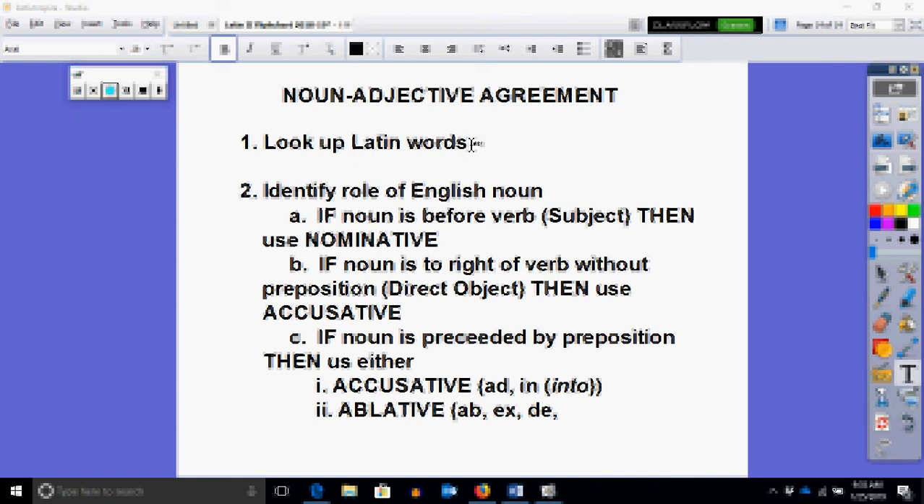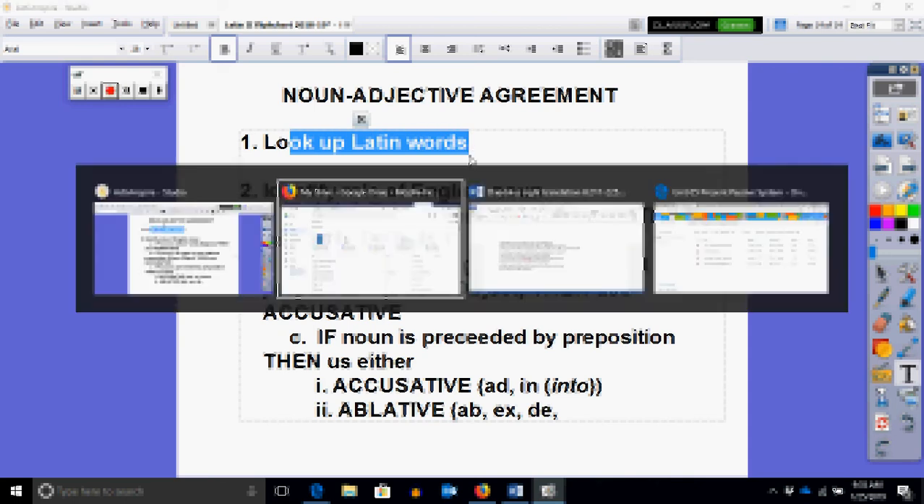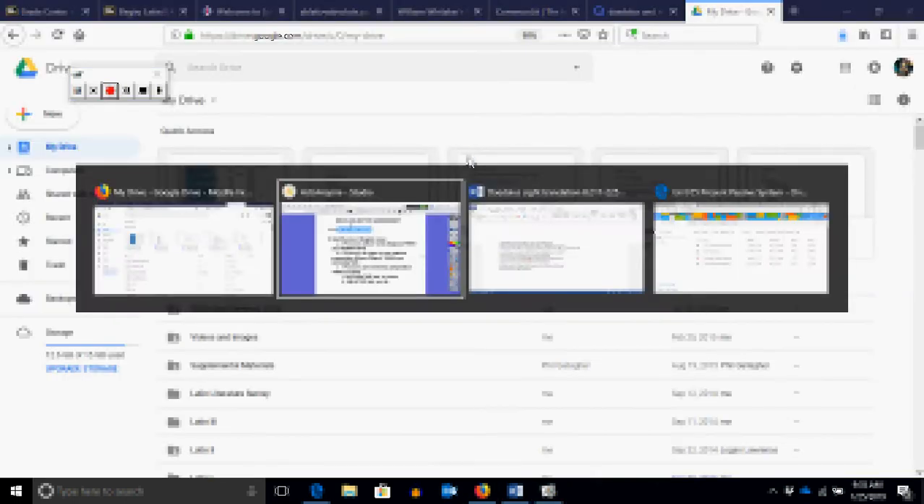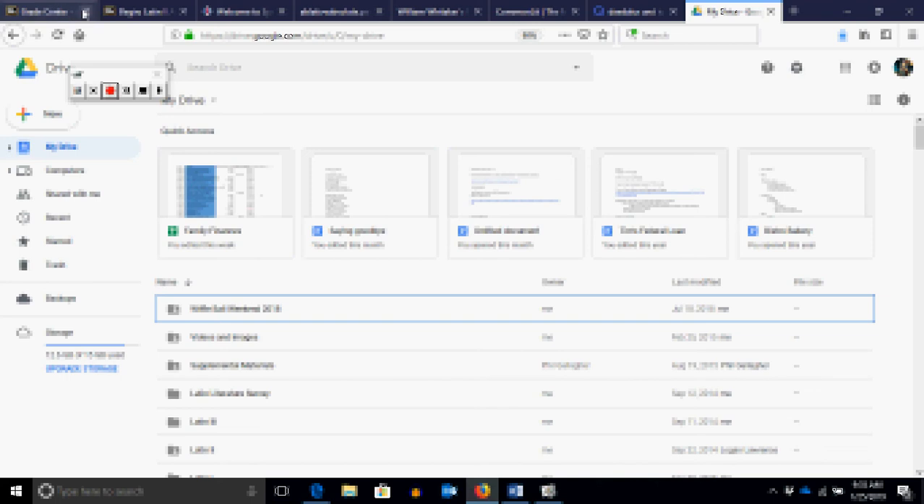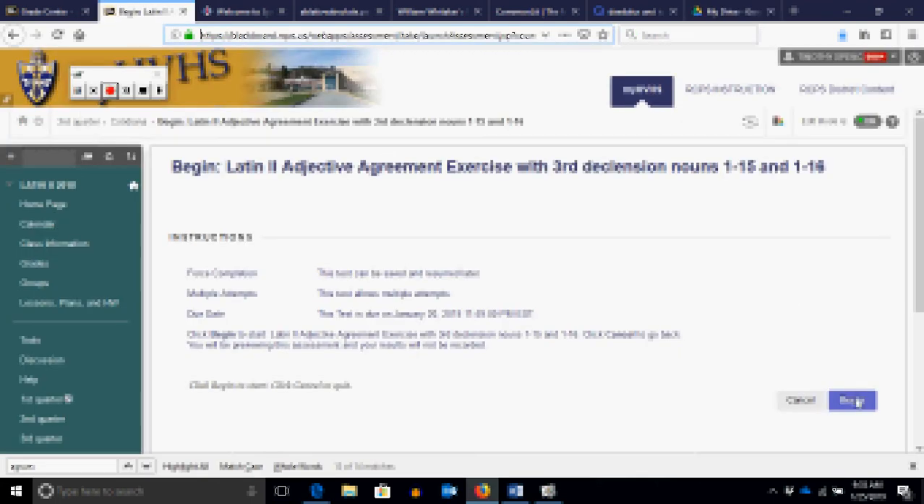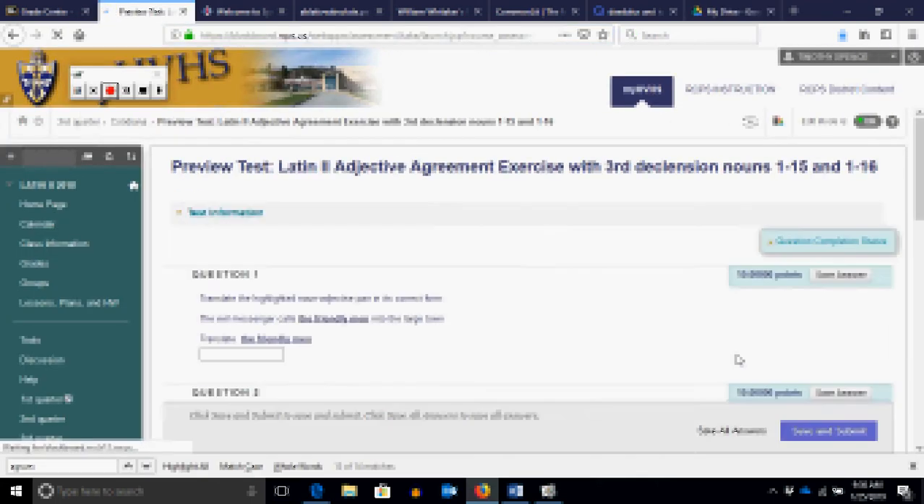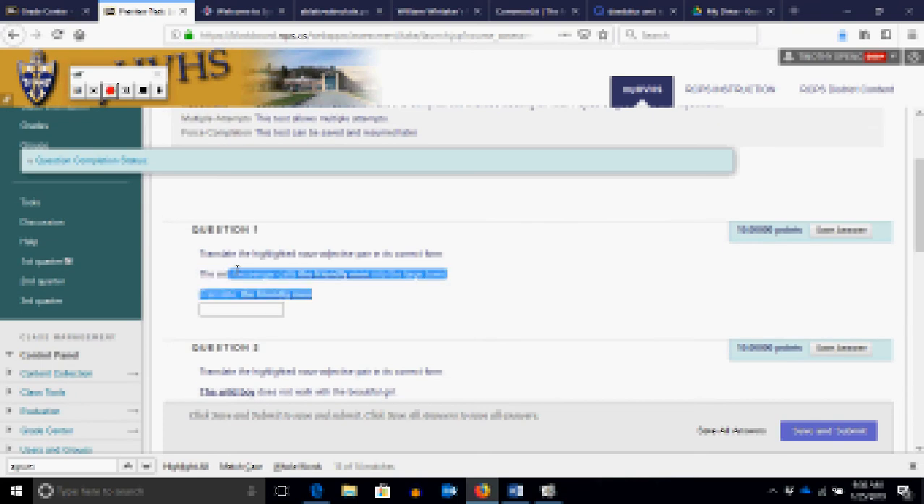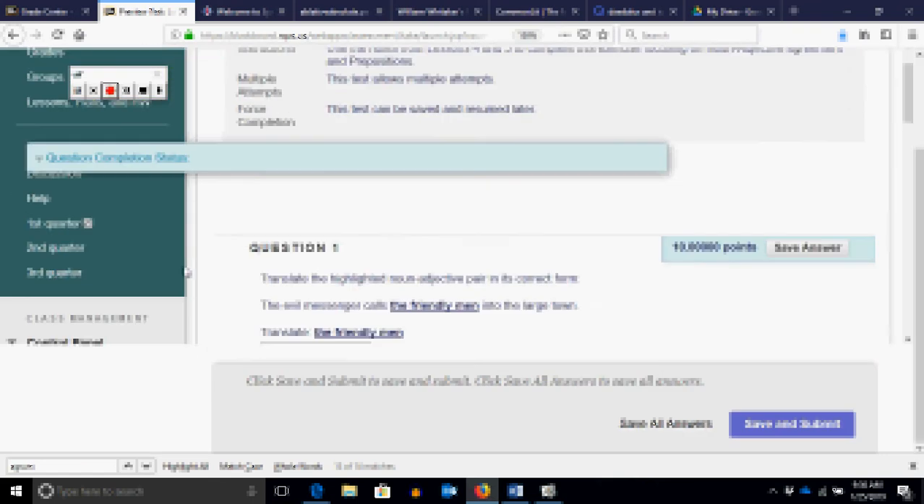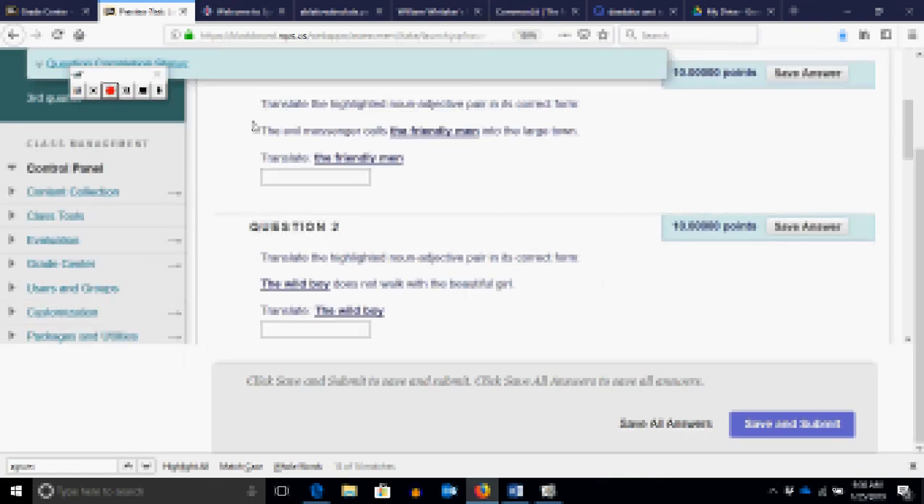Okay, so the first thing you need to do is look up your Latin words, right? So you'll be given a prompt. I'm going to go ahead and open up that screen here. You'll be given a prompt where you have an English sentence, and let me go ahead and zoom in here. So we're given the sentence, the evil messenger calls the friendly men into the town.